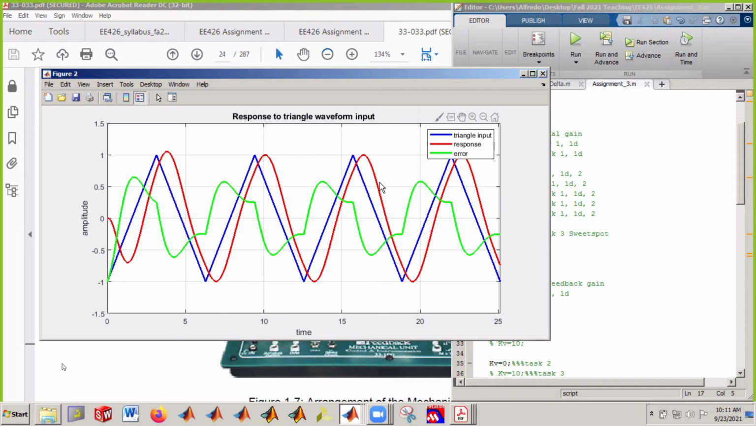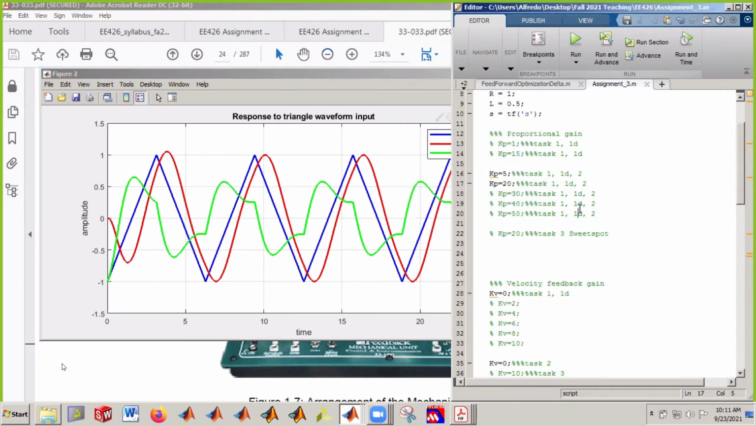And notice how the controller responds. This is the Kp controller. Notice we have a lot of error here, and the error is smaller over here because you can see that this is 0 here. This is where the error touches 0. So this is just the story about what you're supposed to see: how this system responds to a triangle waveform input. Let us see Kp equals 30.